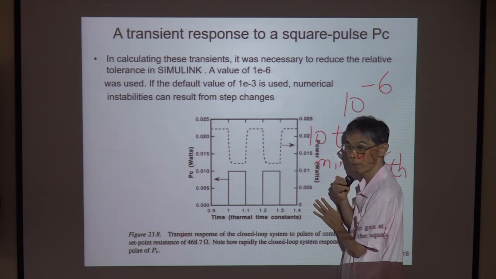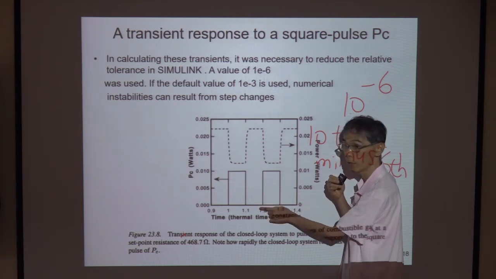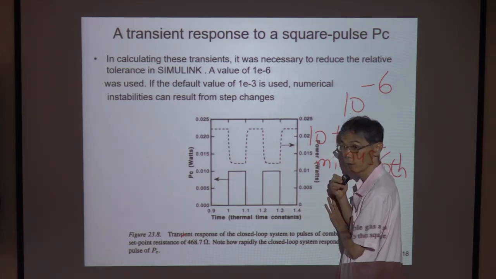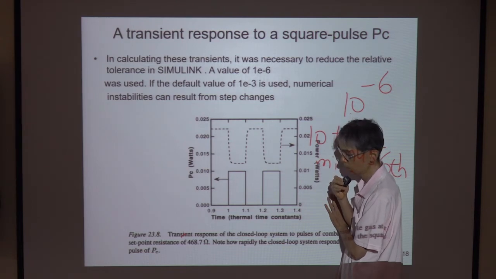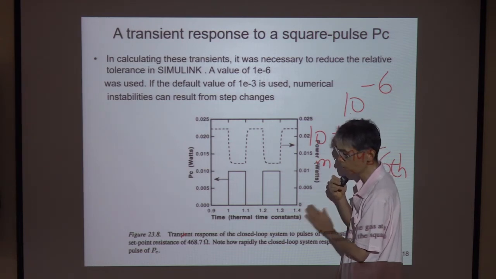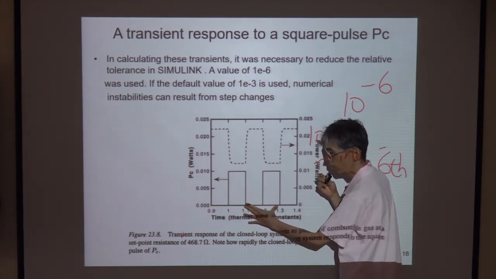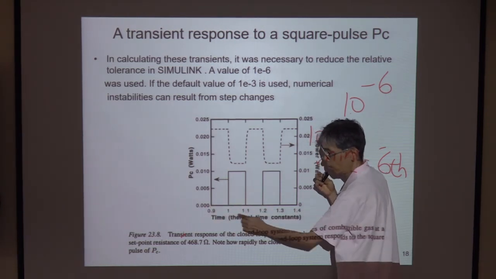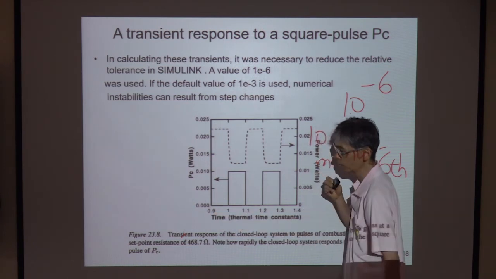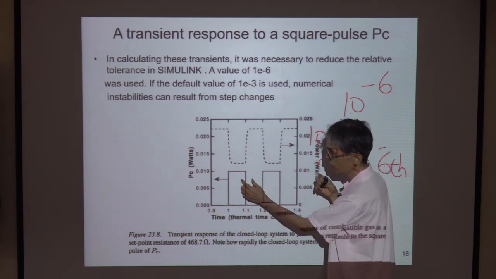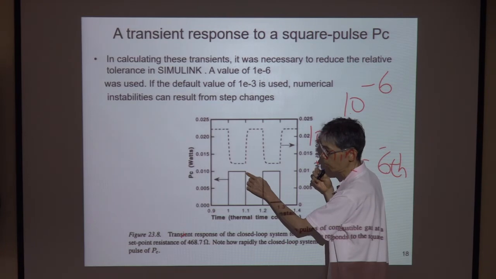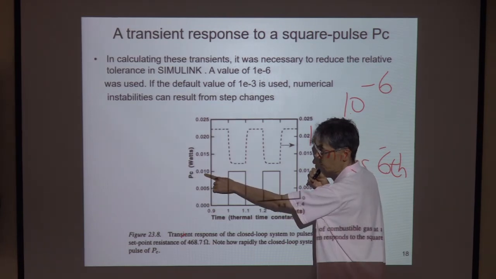Do you know what period is? Yes. Okay, what's the period of this input signal? Okay, 0.2, because this is one period, one cycle. So this is the period, 1.1 minus 0.9. And this is the amplitude of this square wave, 0.01 watts.